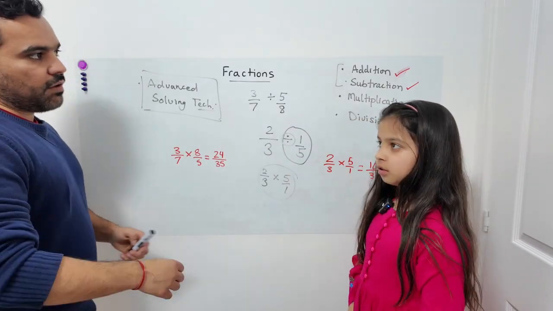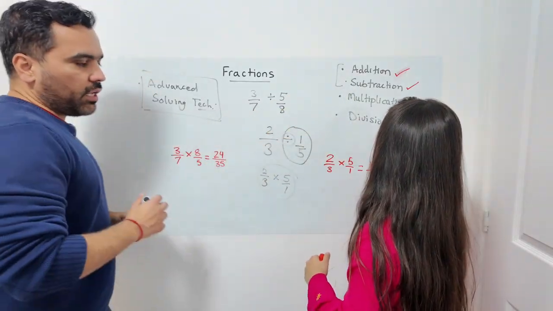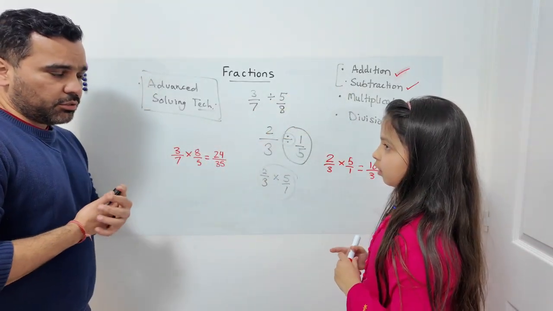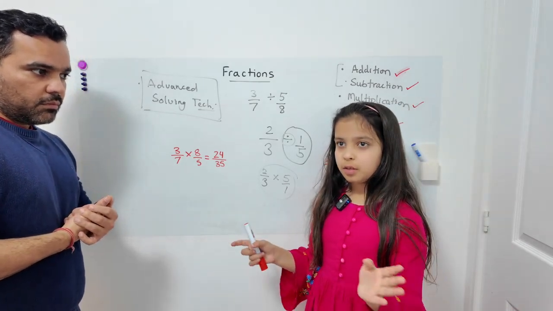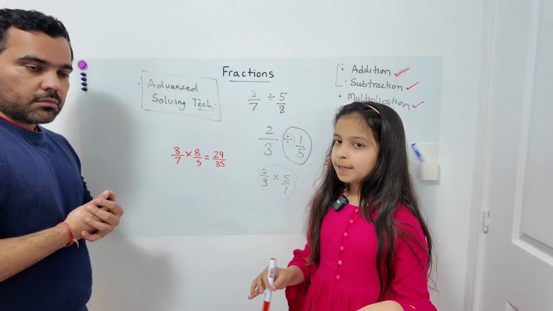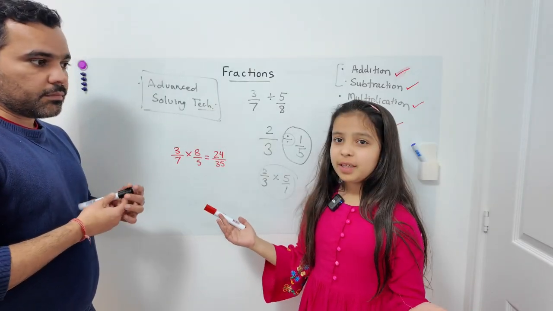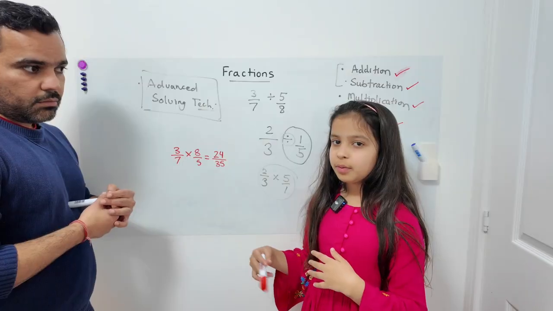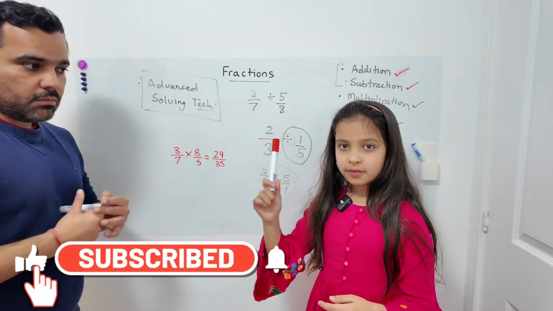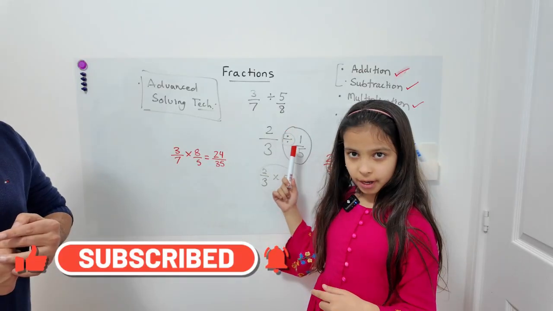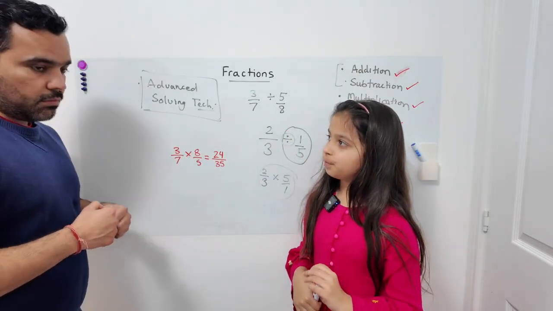Okay. Yes. So we have done addition, subtraction, multiplication, division. Do you want to give a quick recap? So for addition and subtraction, what do we do? For addition and subtraction, we have to make the denominator common, and then you can add or subtract the numerators. Well done. For multiplication, you just multiply the numerators and the denominators. For division, you take the divide sign and the second fraction and just flip it over, and that will give you your answer. Well done.